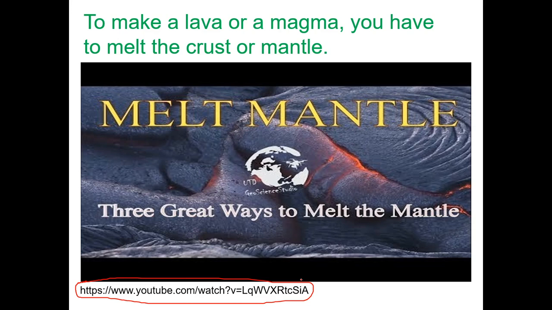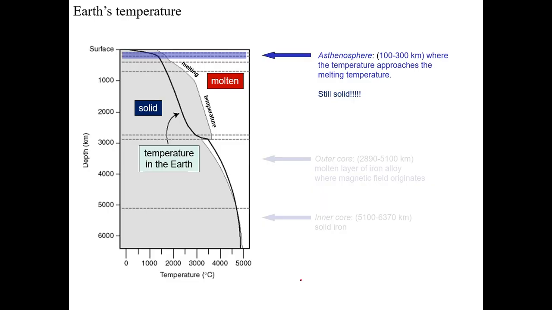Okay, so usually what happens is the mantle melts. When the mantle melts, it only partially melts. Okay, it only partially melts. So let's talk a little bit about this. This is a depiction of Earth's surface down to its center. Okay, so here's the surface. Here's depth. It goes all the way down to 6,400 kilometers.